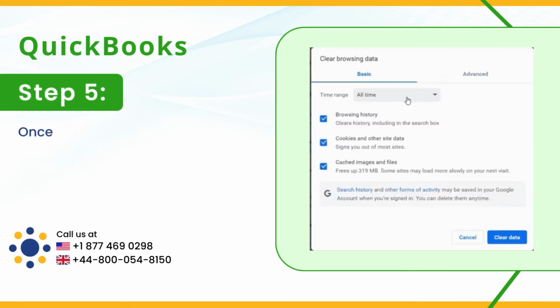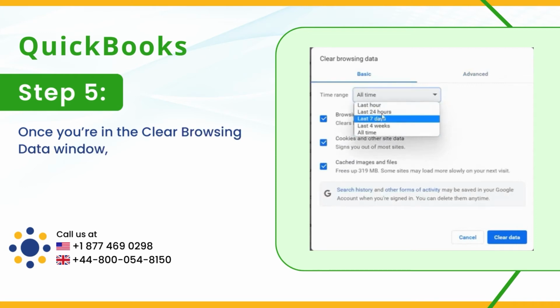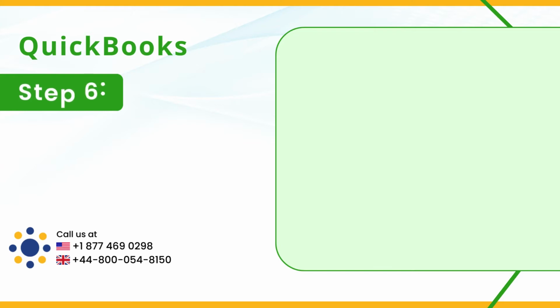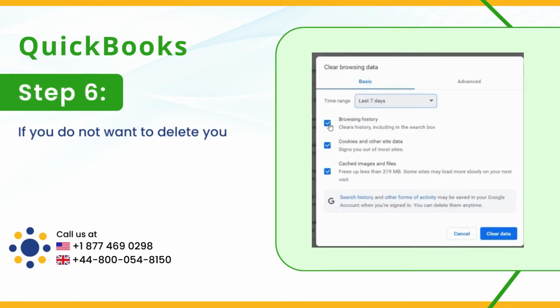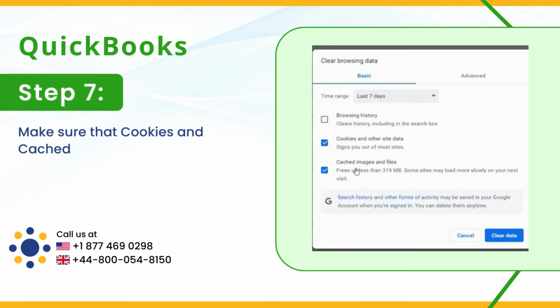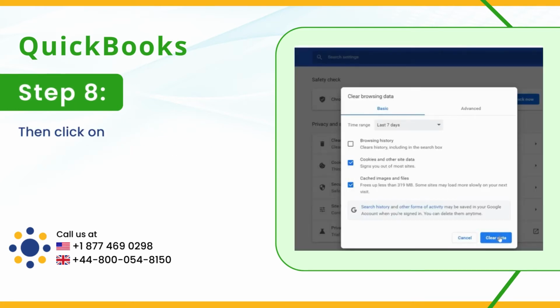Step 5, once you're in the Clear Browsing Data window, stay in the Basic tab and select the time range. Step 6, if you do not want to delete your browsing history, you can uncheck it. Step 7, make sure that cookies and cached options are selected. Step 8, then click on the Clear Data button.